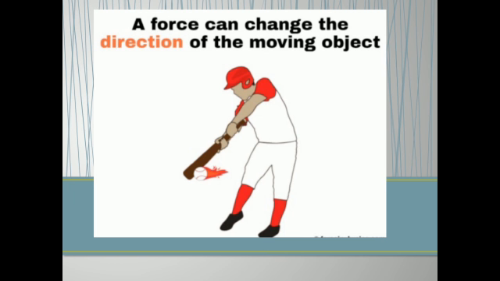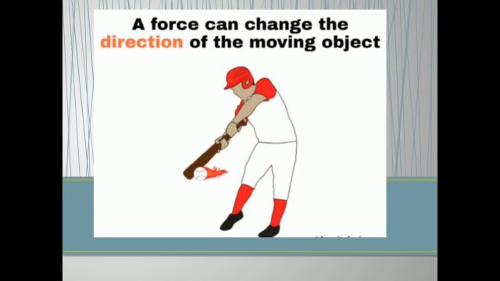Now the next is a force can change the direction of the moving object. For example, when a batsman hits a ball with his bat, he applies force to change the direction of the motion of the ball. If you allow a moving ball to hit the palm of your hand, a force is exerted on the ball which changes its direction of motion.